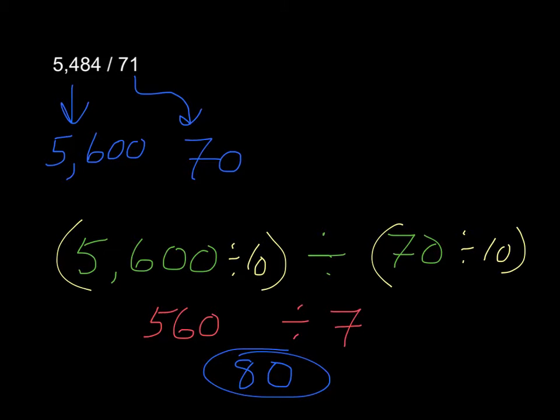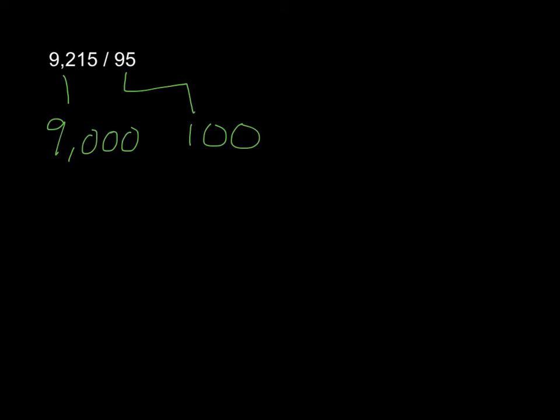Let's try one last problem. 9,215 divided by 95. Now I can take 95 and I can round it to 90, but personally I'm going to round it to 100 because that's an easier number to work with. And again, since this is an estimate, I could round 9,215 to 9,200, but we don't have to be as precise. So I'm just going to round it to 9,000. And when I have 9,000 divided by 100, I can do that in my head and know that it is 90.